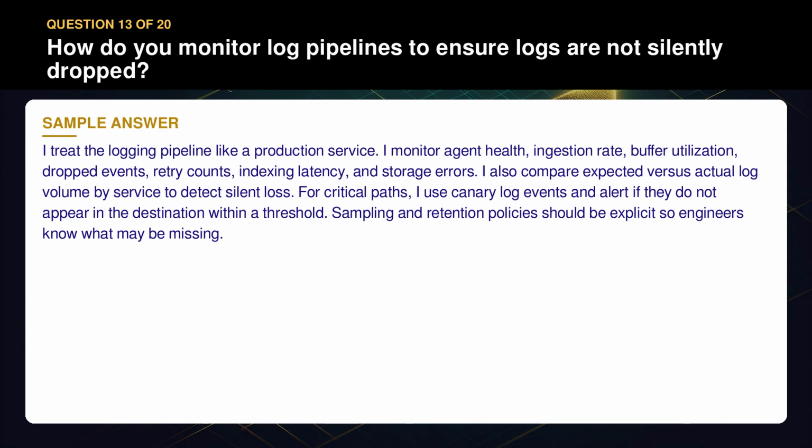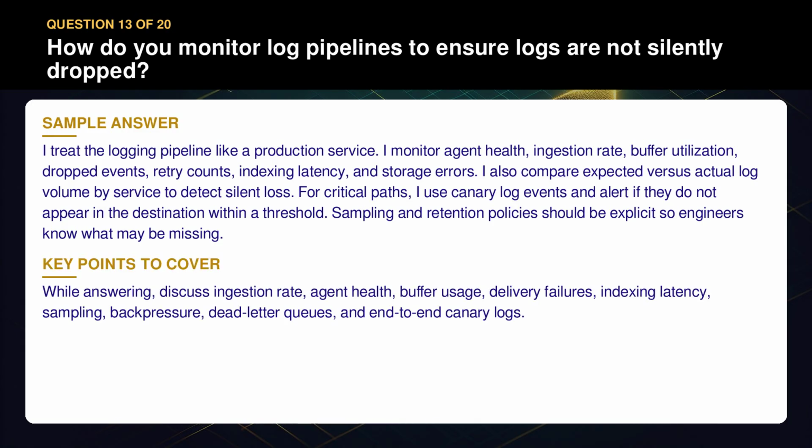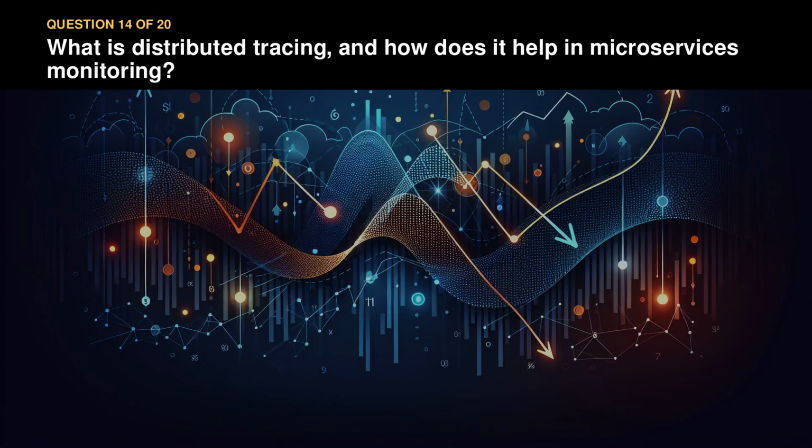I also compare expected versus actual log volume by service to detect silent loss. For critical paths, I use canary log events and alert if they do not appear in the destination within a threshold. Sampling and retention policies should be explicit, so engineers know what may be missing. While answering, discuss ingestion rate, agent health, buffer usage, delivery failures, indexing latency, sampling, back pressure, dead letter queues, and end-to-end canary logs. Question 14.